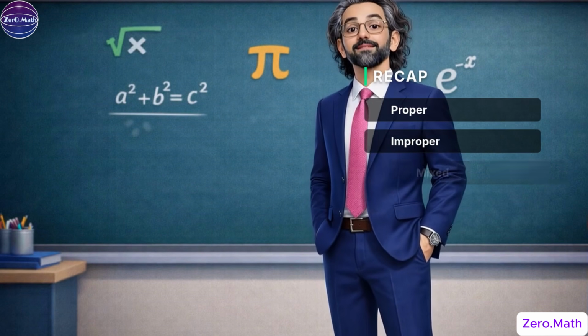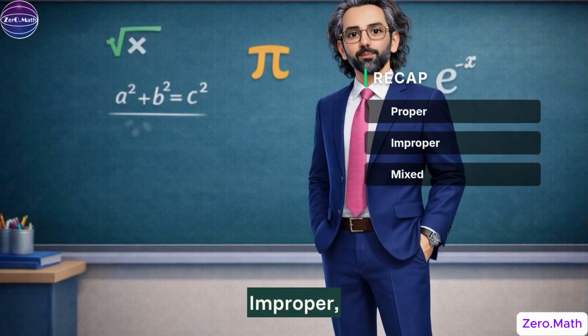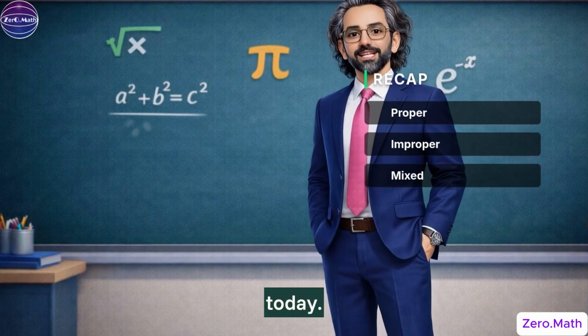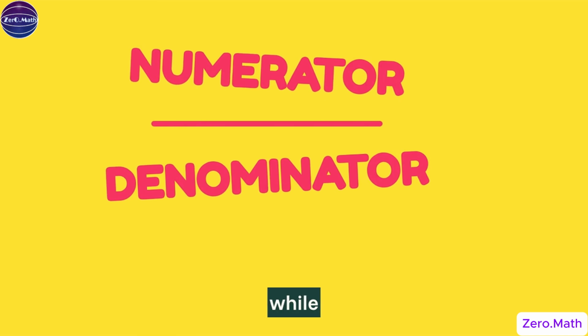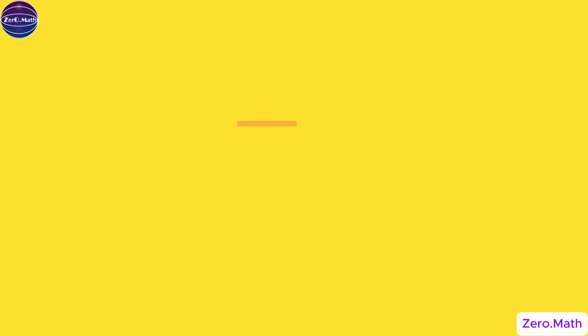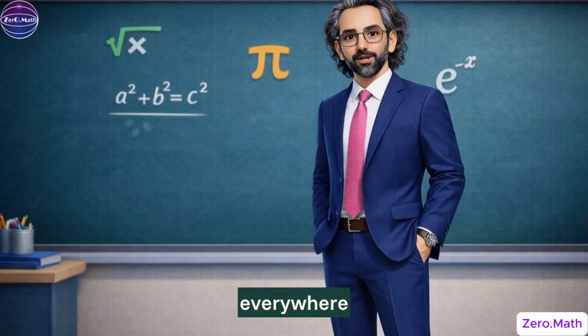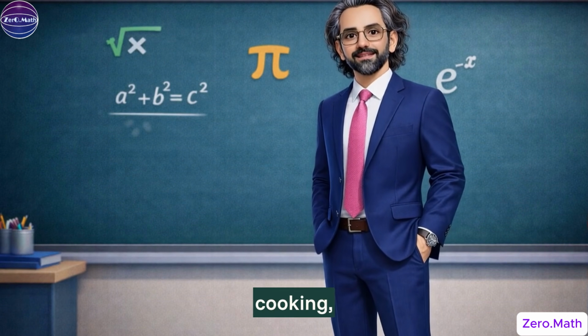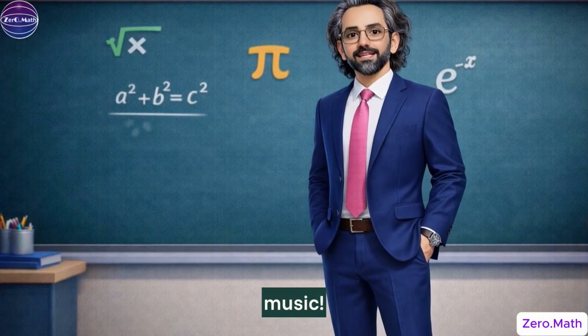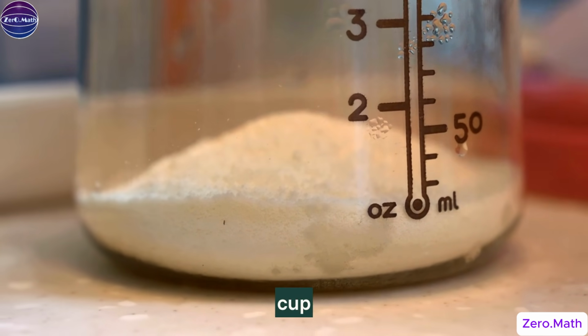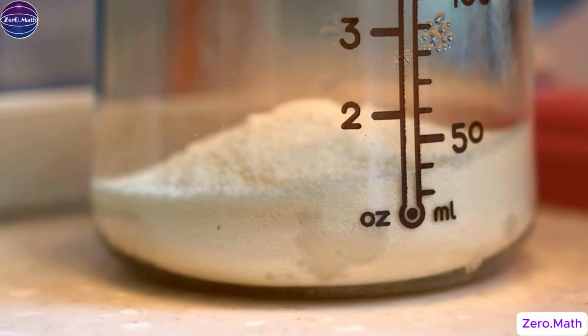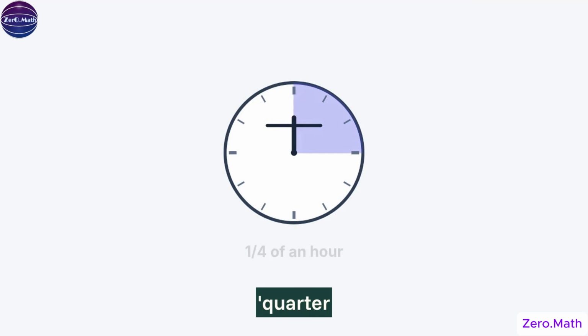Let's recap. We've learned about proper, improper, and mixed fractions today. And we know the numerator is the part we have, while the denominator is the total. You'll start seeing fractions everywhere now. In cooking, in time, and even in music. When you're baking cookies, you might need 3/4 of a cup of flour. That's a fraction. When we say it's a 1/4 the hour, we're using fractions to tell time.